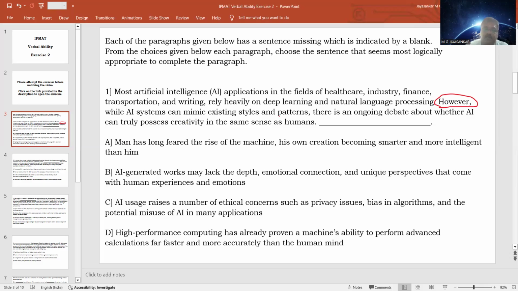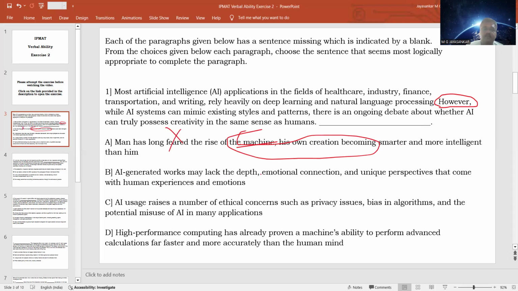So that doubt has no relevance here. If you put option A as the third sentence, it is not really gelling well with the entire logic of the passage. So this is not the answer. The question is not whether people are fearful of machines being smarter than human beings. That is not the debate going on here. The debate is whether machines can possess the creativity that humans have, even though they are doing natural language processing. So this is not the correct answer.